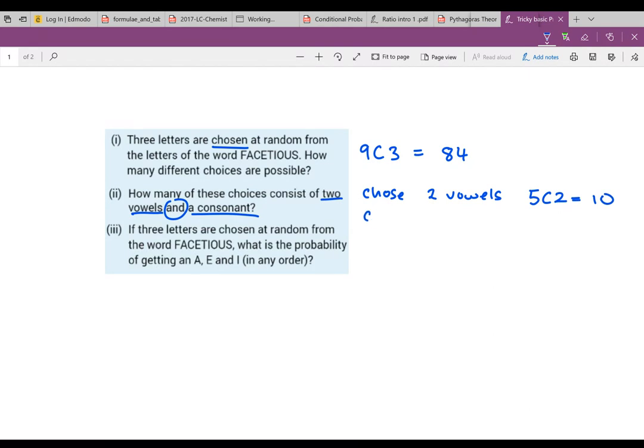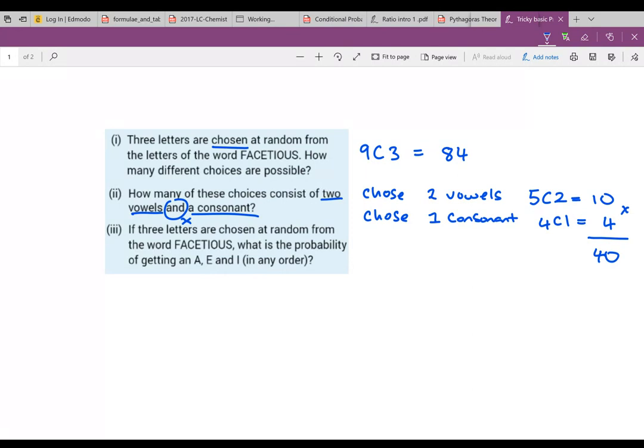And then I need to choose 1 from the consonants. Okay, and there are 4 consonants. I just need to choose 1, which will give me 4. I need 2 vowels and a consonant, so I'm multiplying these two to get 40. Most of you got that, in fairness. The last part was the bit that caused a bit of hassle.